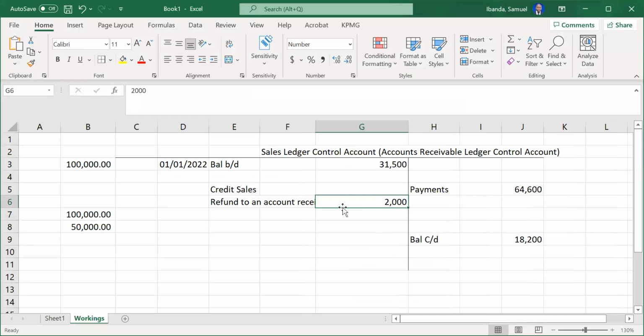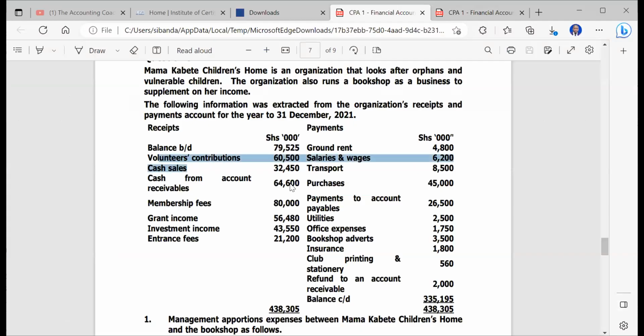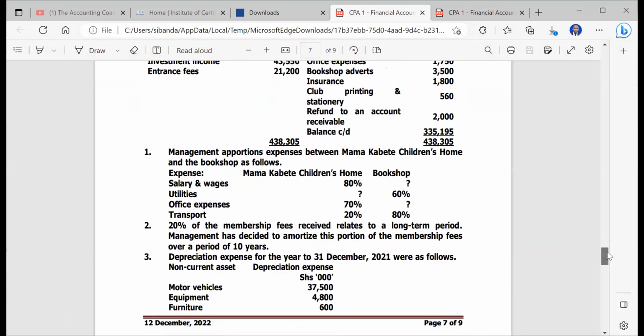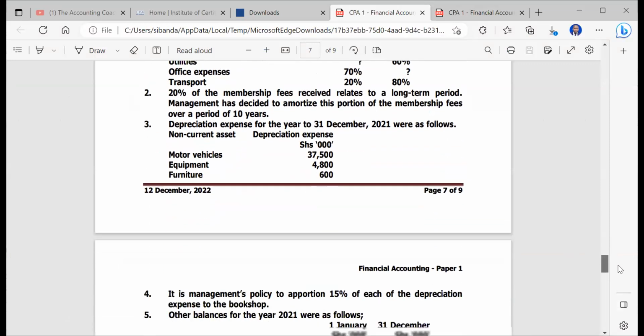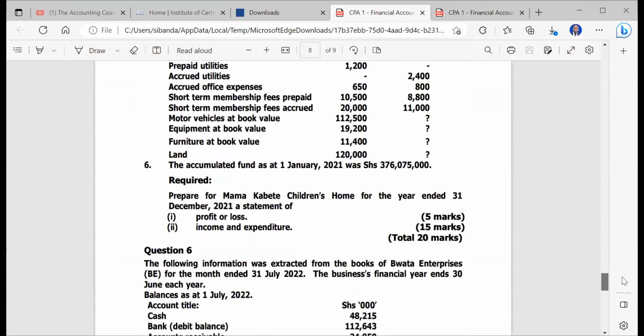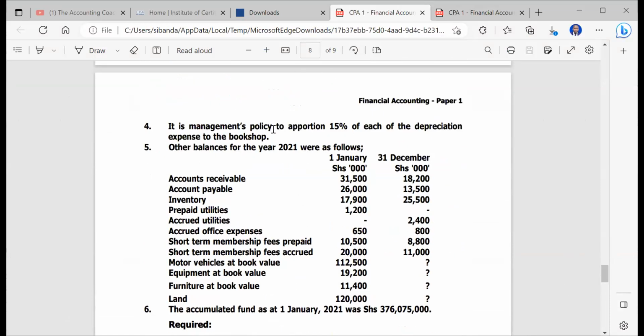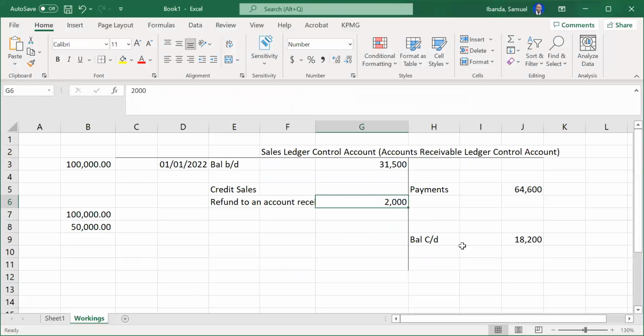Now, this is the information we have so far in this ledger control account. Mine is to go back to my question and look again and see, is there any information to do with the receivables other than what I've been able to pick? When I look at it, I don't seem to see any other information. If you've looked at the control accounting video, you should be able to know what goes in the control account, and when you see it, you should be able to spot it out.